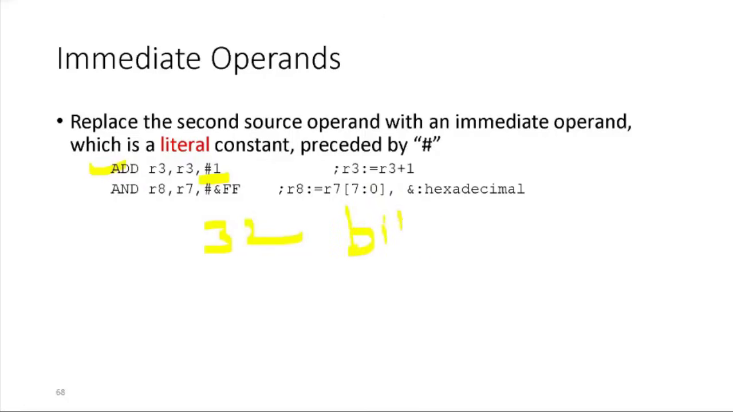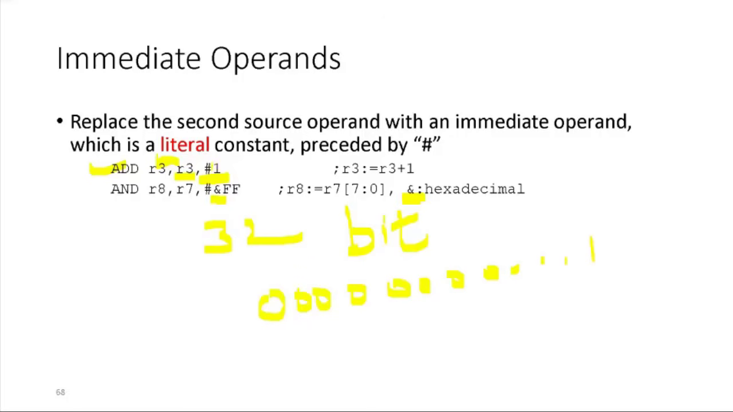32-bit operations means, if you are giving the number #1, it will take the number as 31 zeros, and then one will be added. So this number will be added with the content of R3, and then stored back in R3 itself. Similarly, the AND instruction. One more thing to understand: this ampersand symbol is used to specify that the number represented here is a hexadecimal number, and this other one is the decimal number.